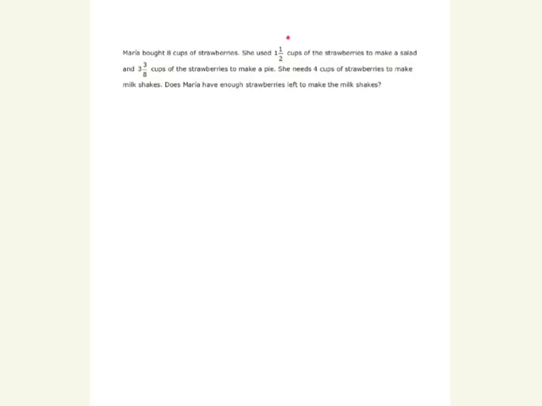So I'm going to circle my numbers that I have. I have 1 1/2 cups, 3 3/8 cups, 4 cups, and 8 cups. She bought 8 cups of strawberries total, and she needs to use them on 3 different recipes. So we need to see, out of those 8 cups, does she have enough for these 3 recipes?